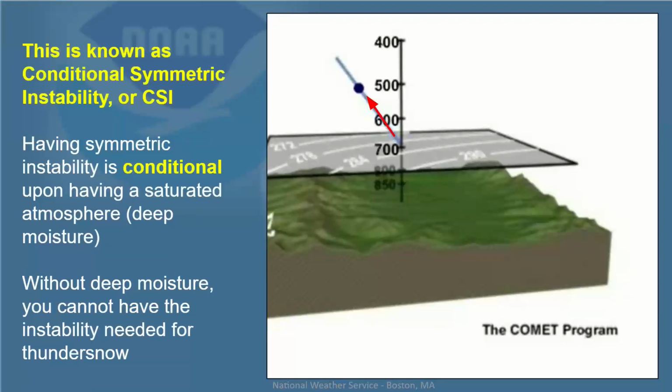So what I'm talking about here is called CSI, and no, it's not crime scene investigation. It's conditional symmetric instability. So in other words, having that symmetric instability, it's conditional upon having a saturated atmosphere. So again, without deep moisture, you can't have that instability that's needed for thundersnow. That's the thing that kind of helps release it into the atmosphere. And it makes sense during a winter storm, it's pretty much saturated. So you'll almost always have that taken care of for you. But that's the thing we're talking about, CSI.